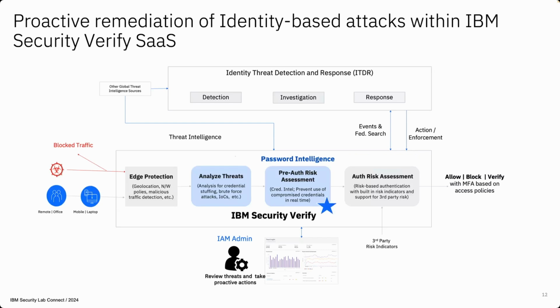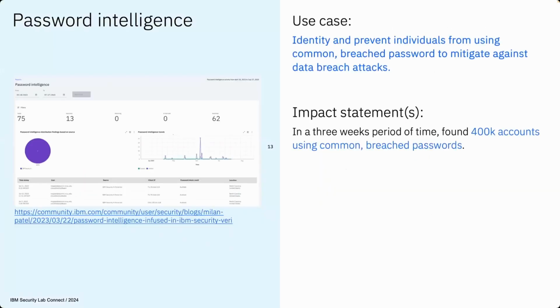Okay, so the first thing we're going to be talking about here is password intelligence. As a quick use case and impact statement, the use case is to identify and prevent individuals from using common breached passwords, mitigating against data breach attacks. The impact statement here is in a 3-week period, a customer found 400,000 accounts using common breached passwords. So it's pretty impactful in that setup.